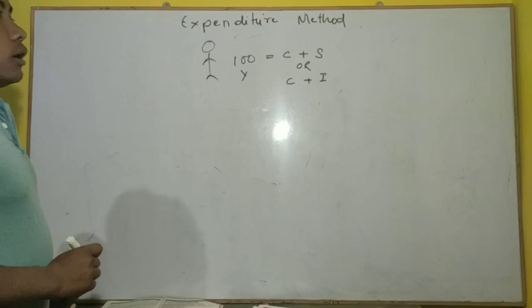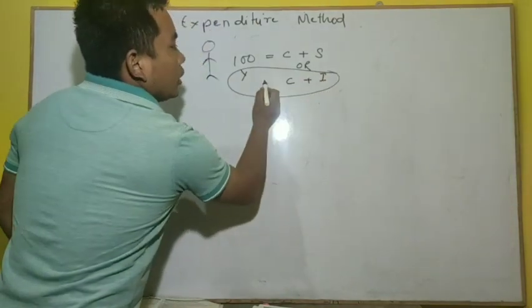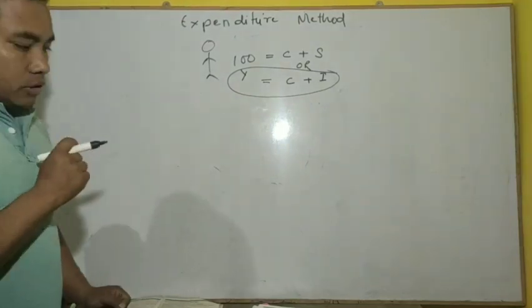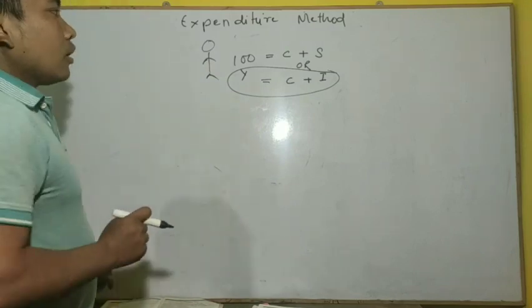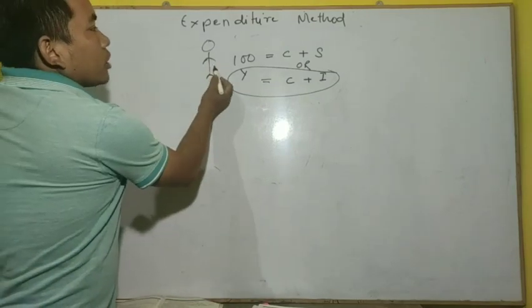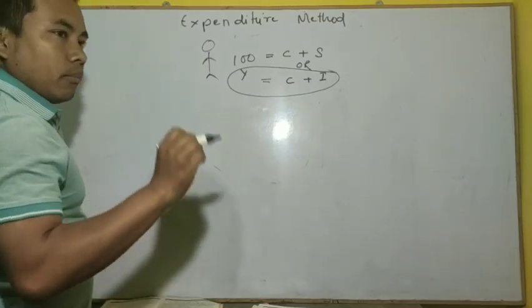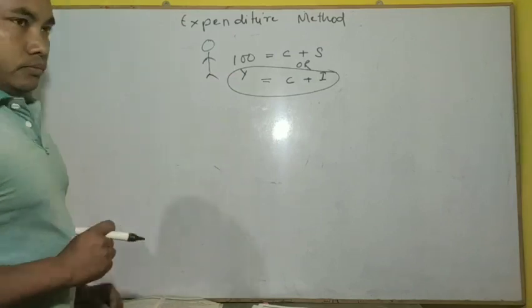So now, if your income is equal to consumption plus investment, something important is here in this equation. Though I was taking the example of a person's income, we can apply the same idea, the same knowledge, to our national income also.